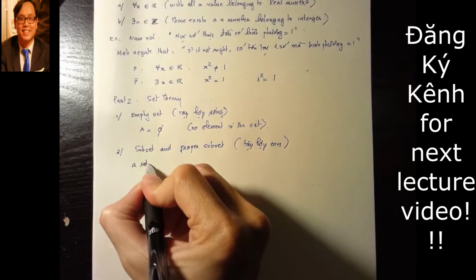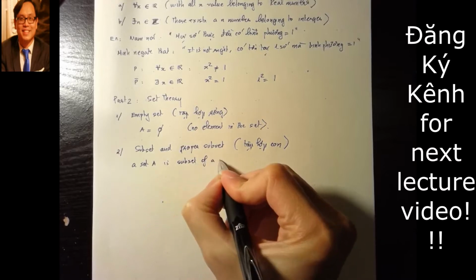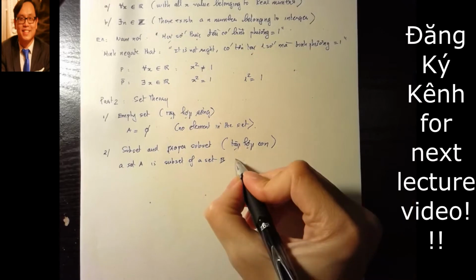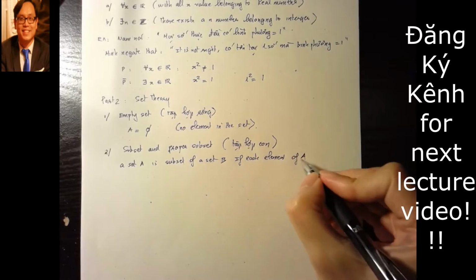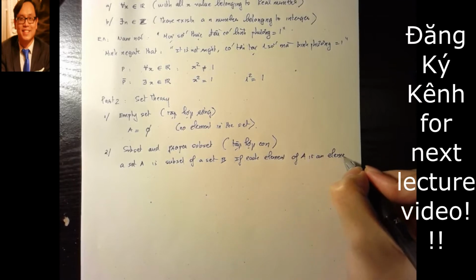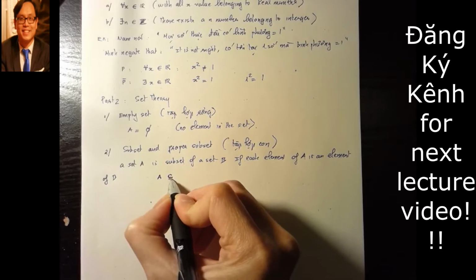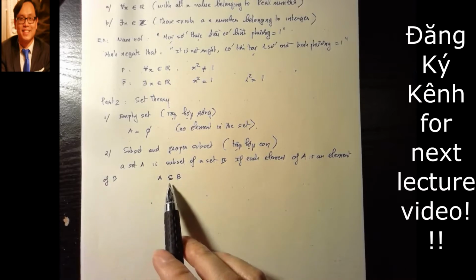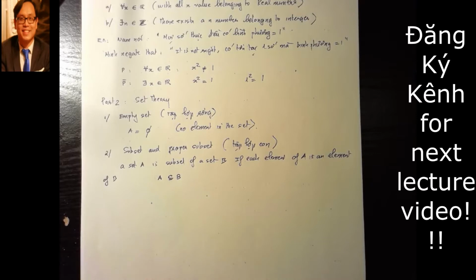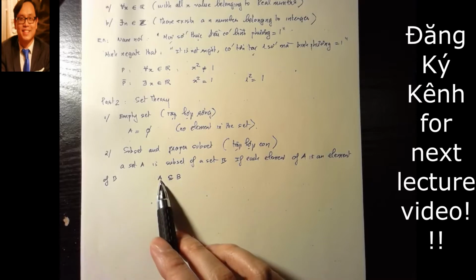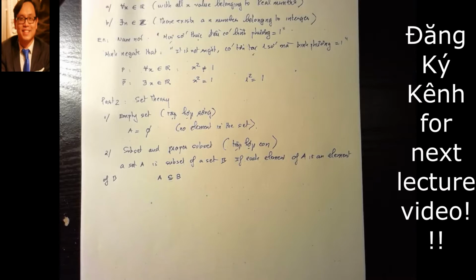So a set A is a subset of a set B if each element of A is an element of B, and we note that A is a subset of B. So the bar right here means that A could be equal to B. I mean, the number of elements of A could be the same as the number of elements of B, but whatever is in A will also be an element of B.